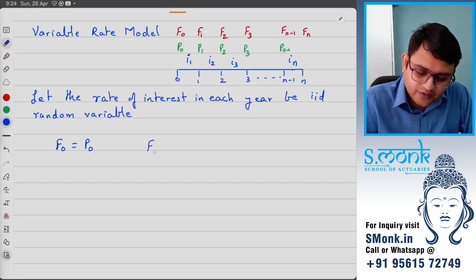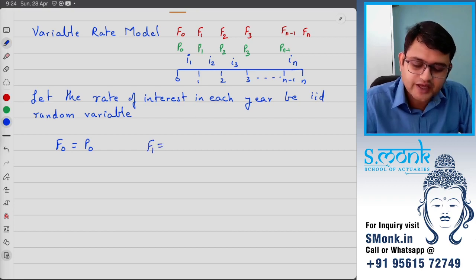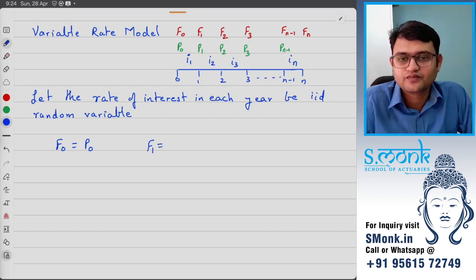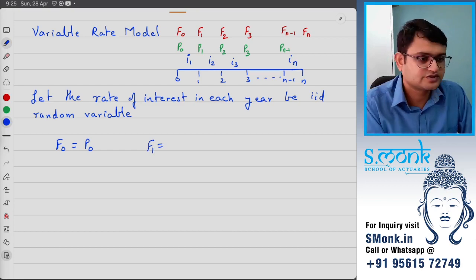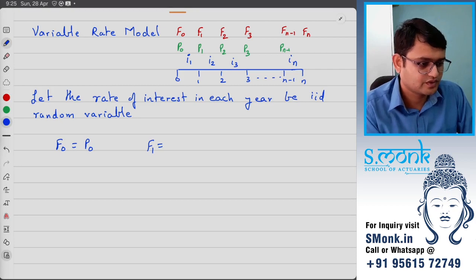Then if I try to model how much I have at time 1, how much do I have at time 1? Just give me 1 second. Okay, I'll be back.